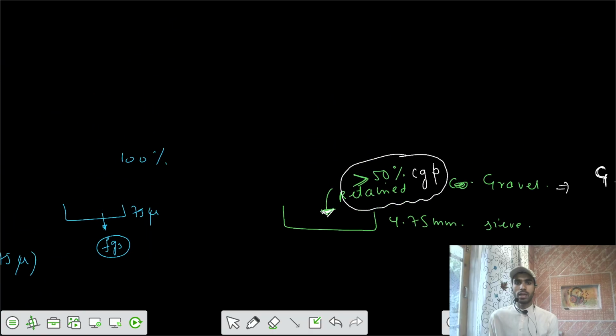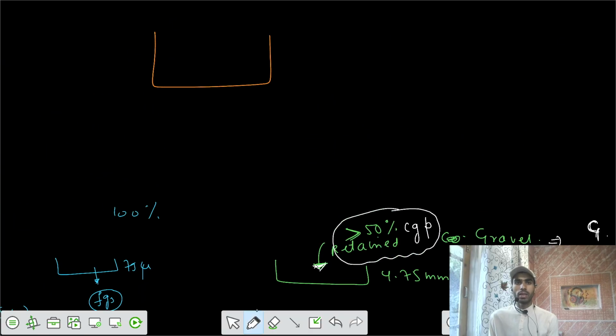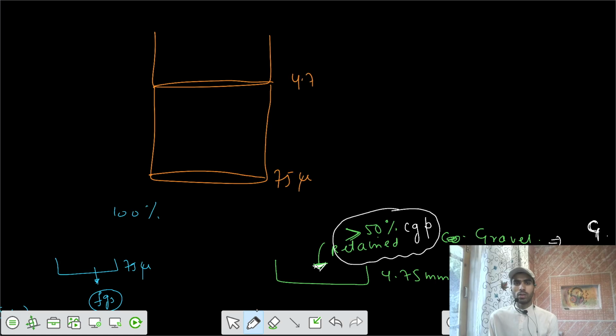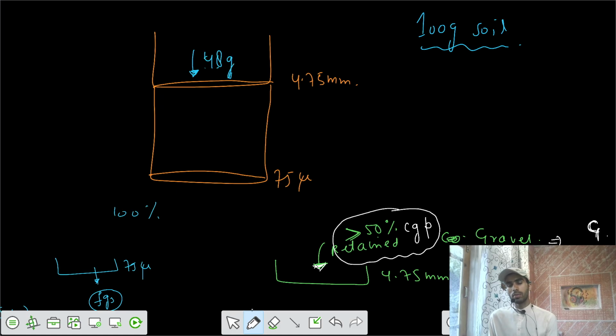Let's take a simple example. You have a 4.75 mm sieve, and there is one more sieve, the 75 micron sieve. Let's say that we have 100 grams of soil, and we have retained 25 grams on the 4.75. Let's say instead that we have retained 48 grams.